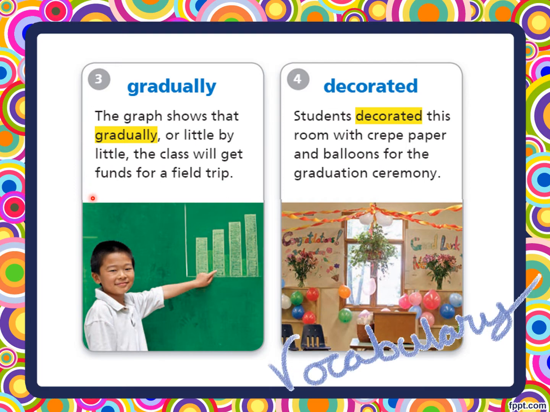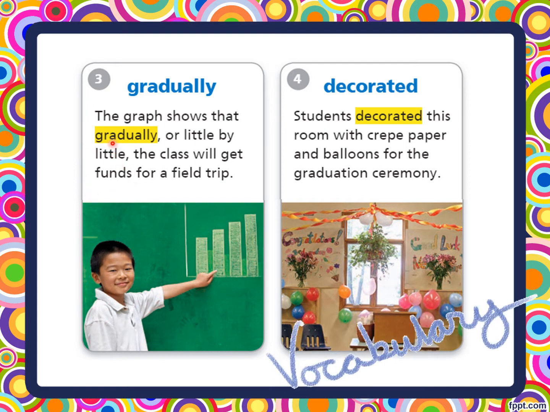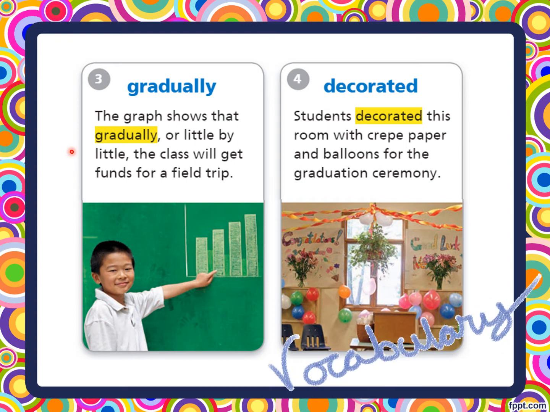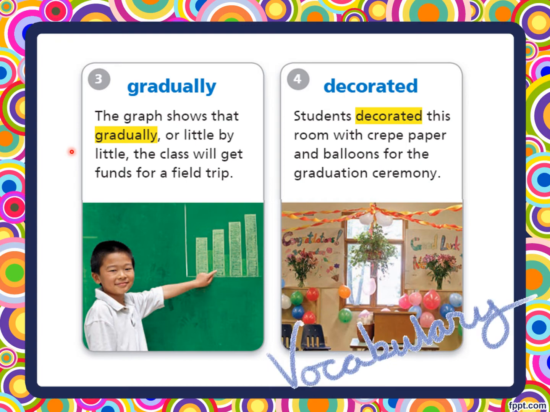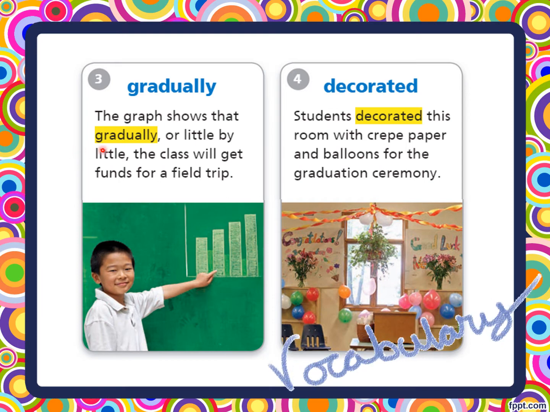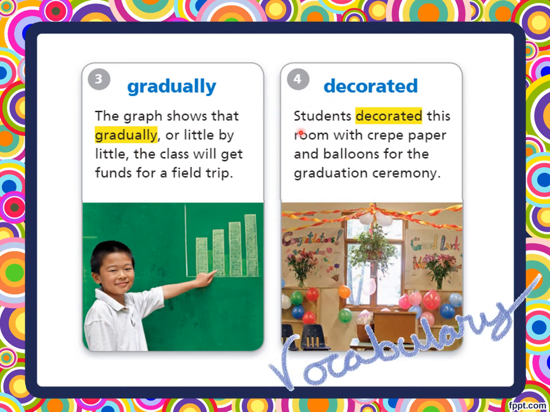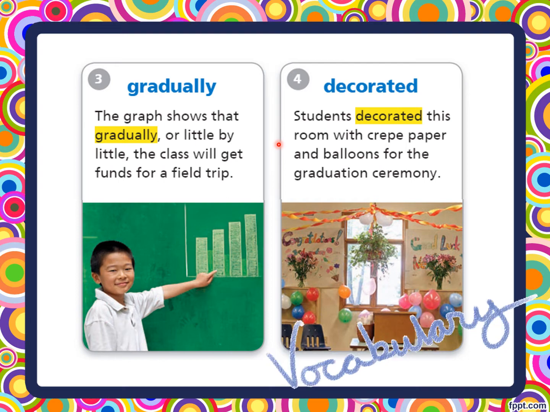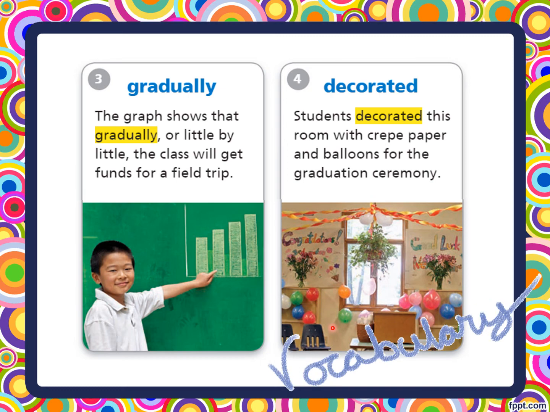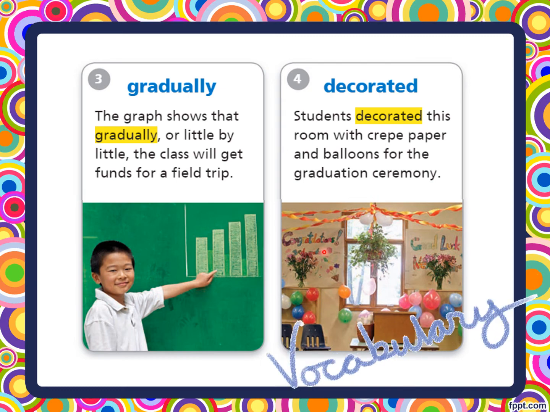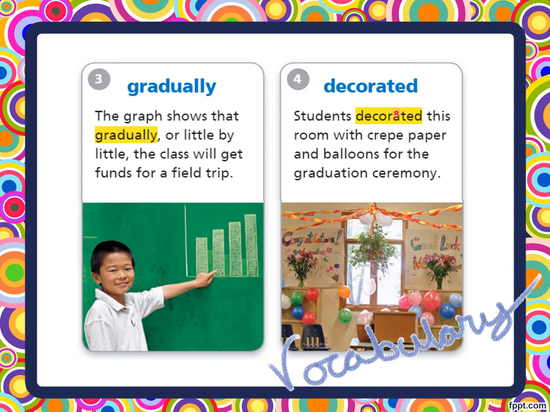So if the class will get their funds for a field trip gradually, would it be in one go or would it be step by step? Yes, it's going to be step by step. Okay, because gradually means occurring in small stages. Number 4 is decorated. Students decorated this room with crepe paper and balloons for the graduation ceremony. So look at this lovely picture of balloons and congratulations on the sides and good luck on the other. So what is the meaning of decorated?